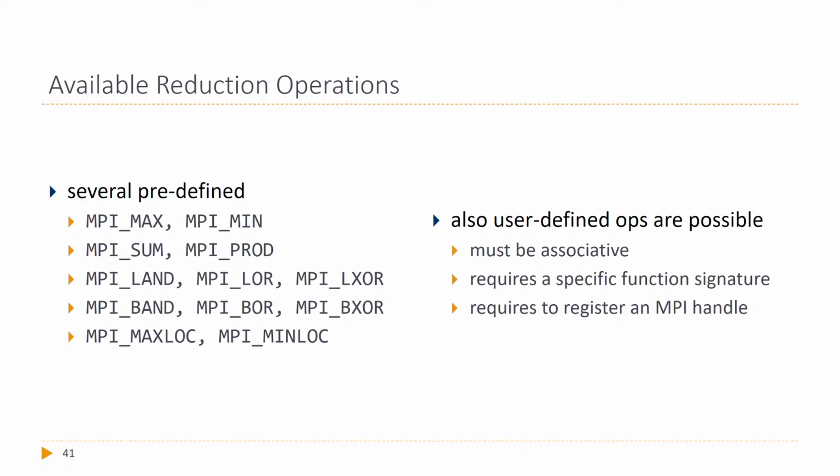You can also have user-defined operations. However, they must be associative, as I told you before, otherwise the result is not exactly defined. They require a specific function signature. We might have a lecture on that later on. And they need to be registered with MPI, so MPI knows about them in the first place. Not too important right now. Just know that what you see on the left side is not what you're stuck with. If you come up with something more fancy that you need, you could also implement reduction operations on your own.